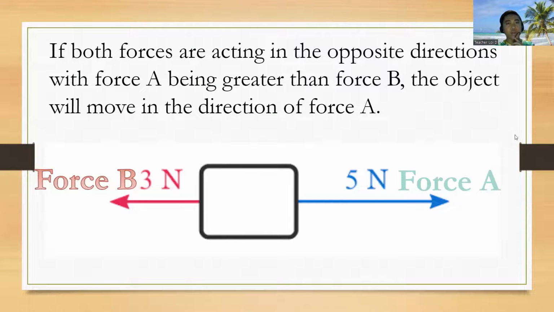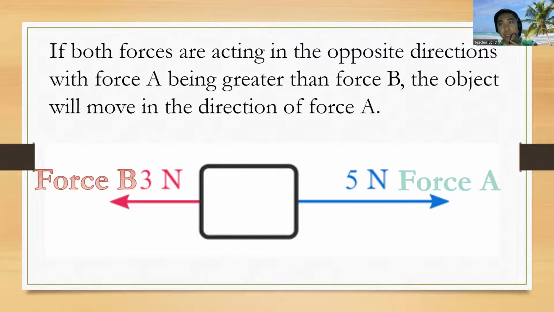So if both forces are acting in the opposite directions, with force A being greater than force B, the object will move in the direction of force A. So ibig sabihin, kung mas malaki yung force A kaysa doon sa force B, yung direction ng object ay papunta doon sa direction ng force A. So katulad sa example na ito, 3N yung force B, 5N yung force A.